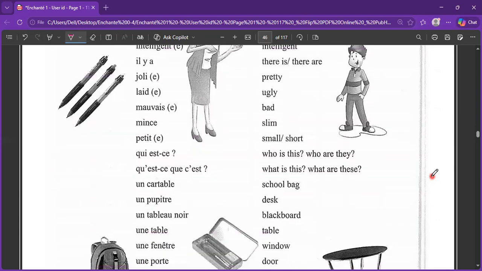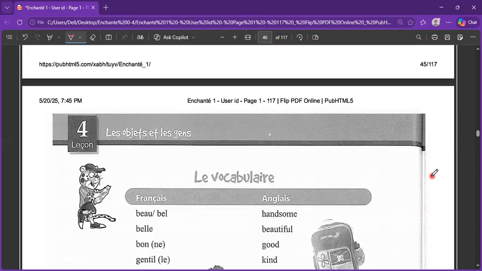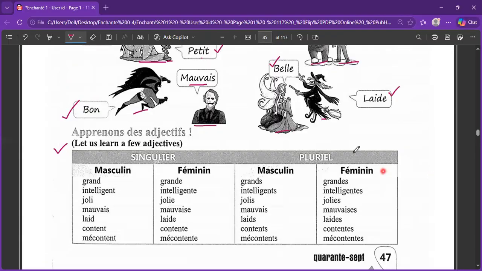And this is the vocabulary that we need to finish today. In the next session, we are going to have its exercises first, and then we'll move on to our next chapter.